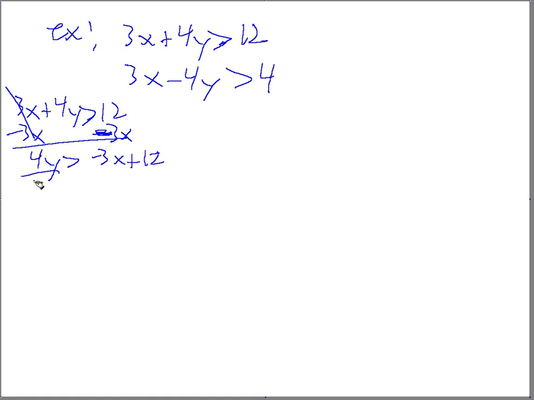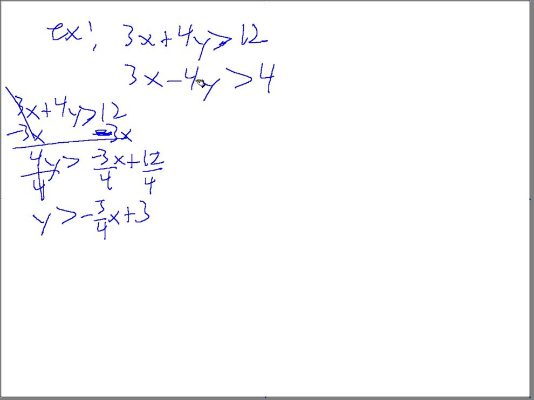And dividing by 4, you can see that we get the following inequality: y greater than. We don't switch since we're dividing by a positive, but we will switch right here, and you'll see why in a moment. So we're going to get negative 3/4 x plus what? 3, right? 12 over 4. So there's the first inequality.